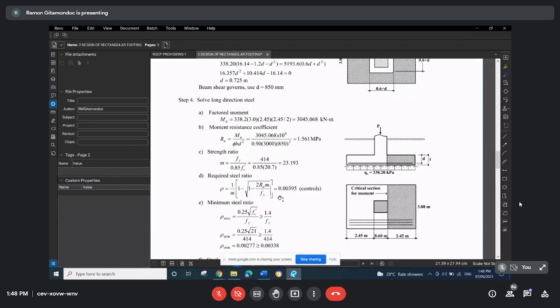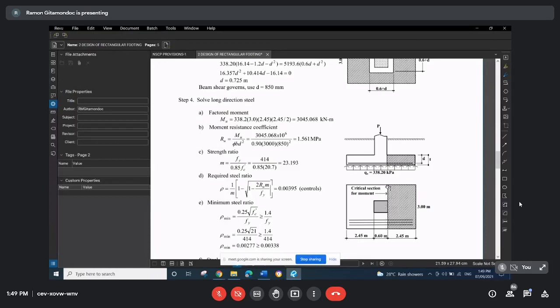So after solving for the effective depth of the footing, the next step will be to solve for the steel reinforcement. Unlike in the design of the square footing, where your steel reinforcement will be the same in both directions by symmetry, for rectangular footing it will be different in the long direction and in the short direction. So in step 4, we solve the long direction steel. By long direction steel, we mean the steel bars which are placed parallel to the long side of the footing. The critical section for bending will occur at the face of the column.